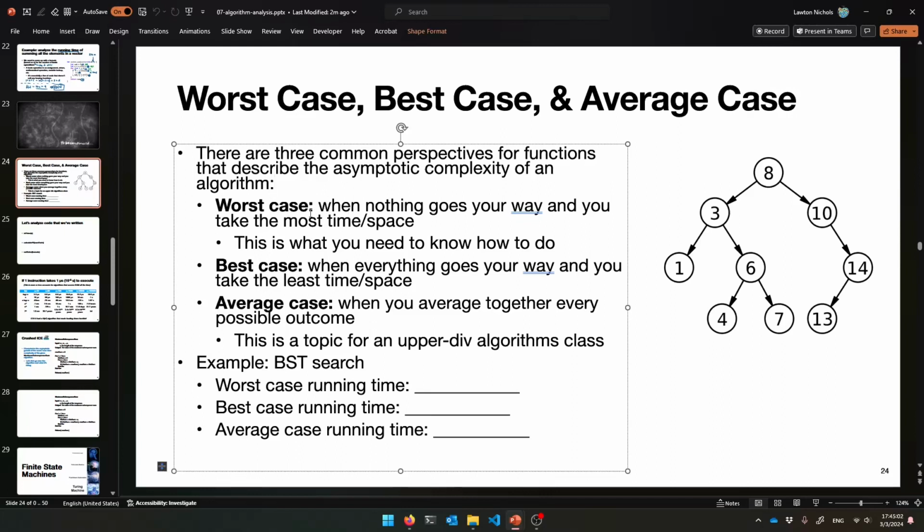Most of the time, we spend focused on the worst case. Okay, so we care most about the worst case. That's when everything goes horribly wrong: what is the running time of your algorithm? What is the space usage of your algorithm? When nothing goes your way and you take the most amount of time and space you possibly could have.